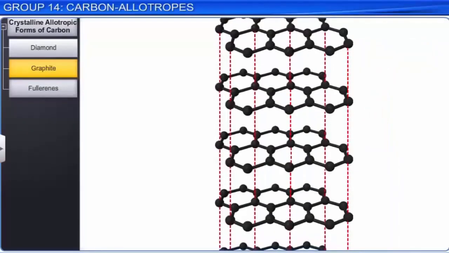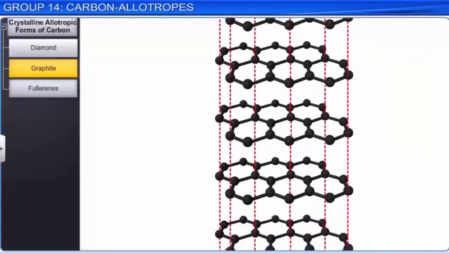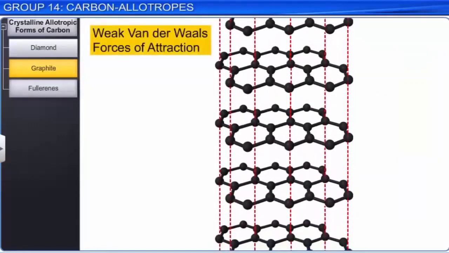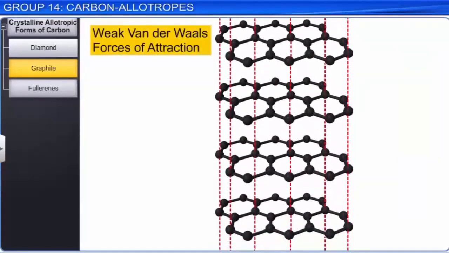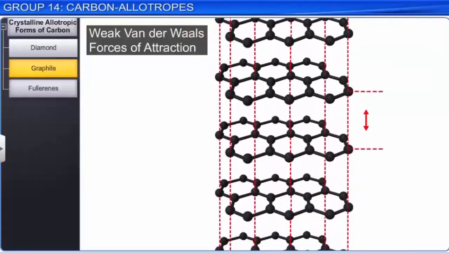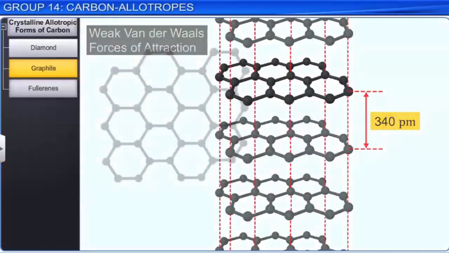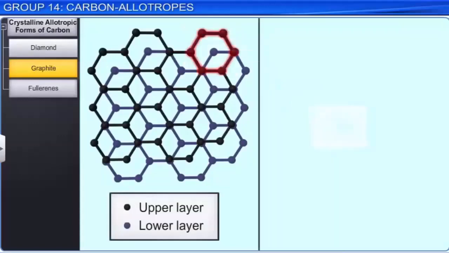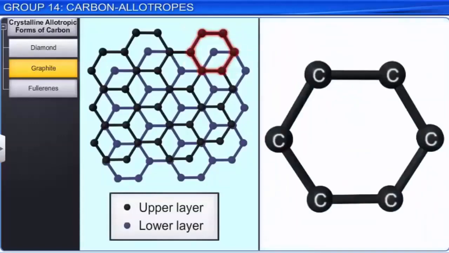Graphite has a layered structure. These layers are held together by the weak van der Waals forces of attraction. The distance between any two successive layers is 340 picometers. Each layer of graphite is made from planar, hexagonal rings of carbon atoms as shown in the diagram. All the carbon-carbon bonds are 141.5 picometers in length.